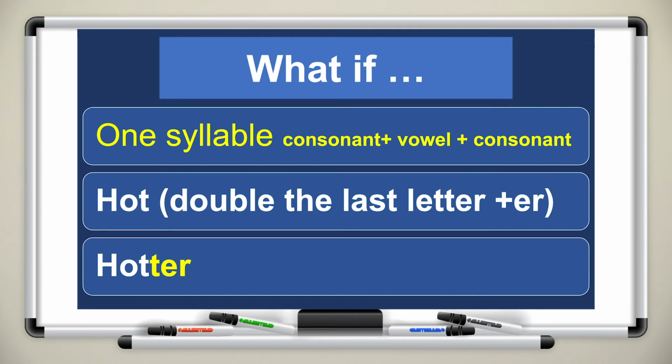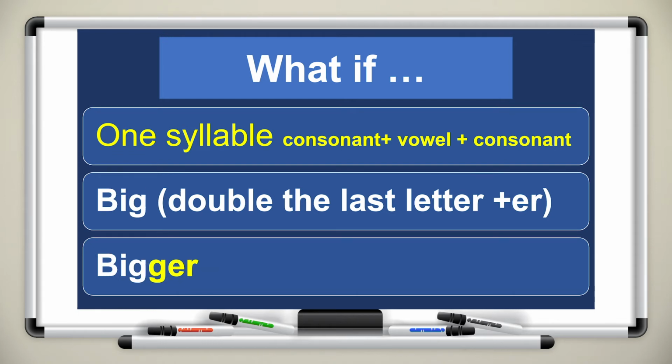If this happens, we will double the last letter. So we will add the last letter plus the ER at the end. The same case happens if I want to make this adjective a superlative. I will add EST plus doubling the last letter. So hot will be hottest.